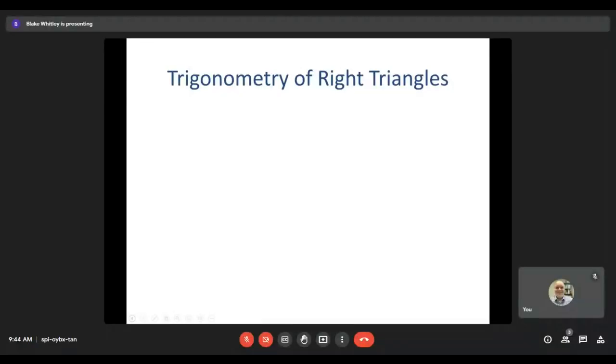Welcome back. This is section 6.2, trigonometry of right triangles. In this section, we're going to look at 6 different trigonometric ratios that we can actually use to help us find side lengths and missing angles as we progress through the rest of this unit and then even through the rest of the course.